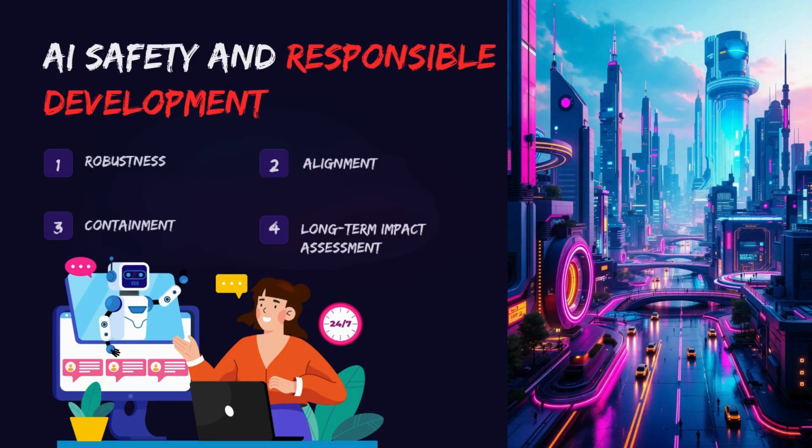Robustness. Design AI systems that perform reliably under various conditions. Alignment. Ensure AI objectives are compatible with human values and intentions. Containment. Implement safeguards to prevent unintended AI system behaviors. Long-term impact assessment. Consider potential societal and ecological effects of AI deployment.